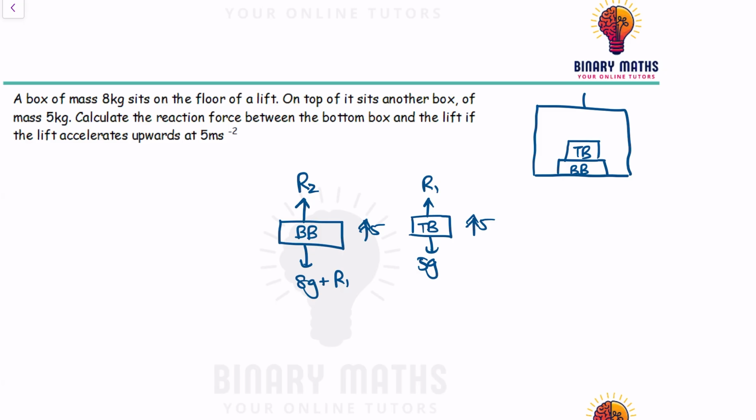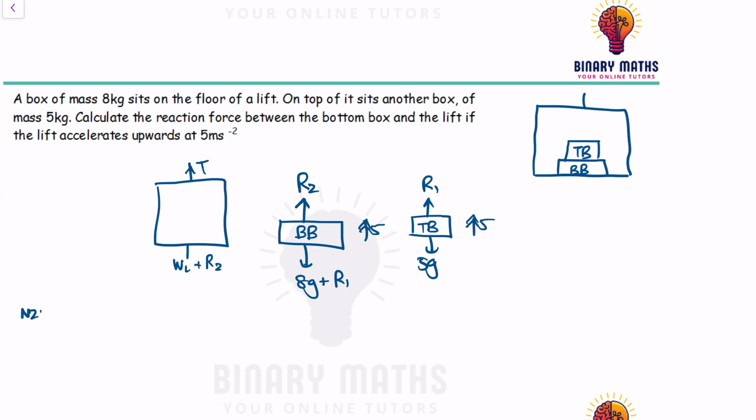If we look at the lift, it will feel its own weight. We don't know what that is. So the weight of the lift plus the reaction force and tension of moving up. Calculate the reaction force between the bottom box and the lift. So what we're trying to find is R2. In order to find R2, first we have to find R1.